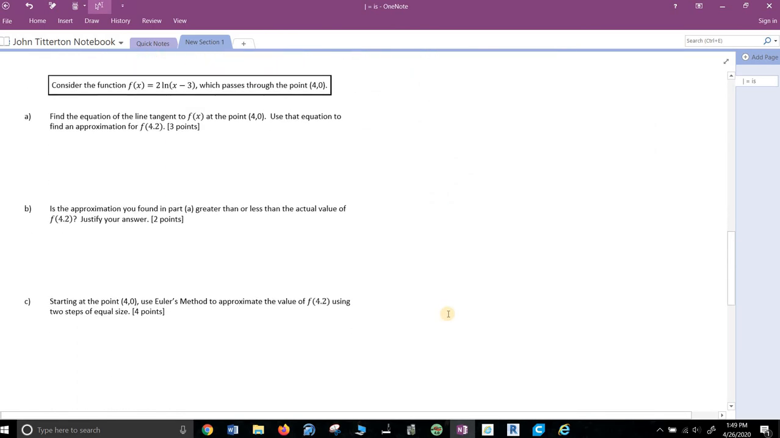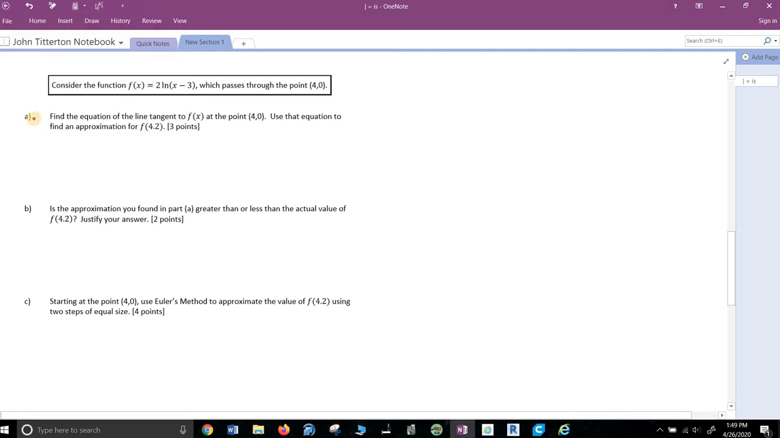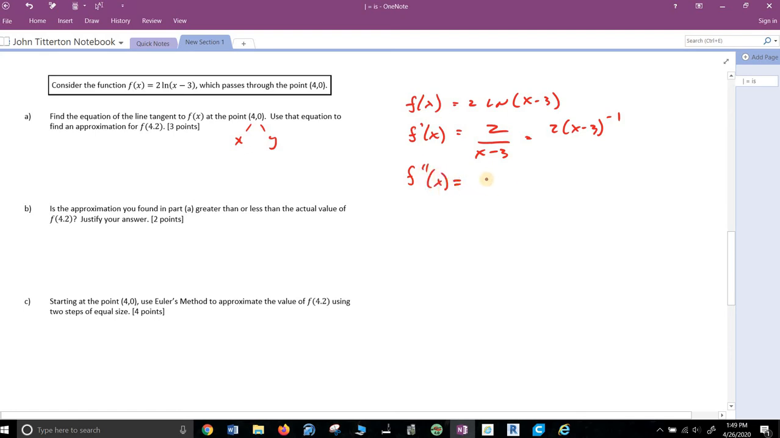I usually give you stuff that you're stuck doing the best you can with. So find the equation of line tangent at the point 4, 0. I made a mistake earlier. I'm going to start highly recommending this. Constantly labeling x and y. We need the derivative of this, so f of x equals 2 ln of x minus 3. F prime of x equals 2 over x minus 3. While I'm here, 2x minus 3 to the negative first, f double prime of x equals negative 2 over x minus 3 squared. I think that should do it.